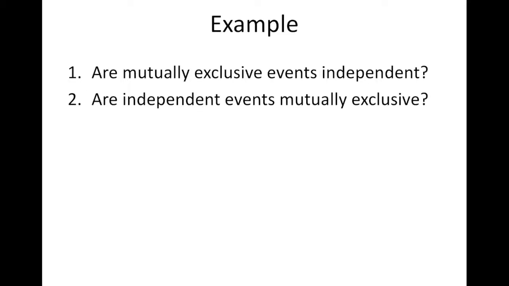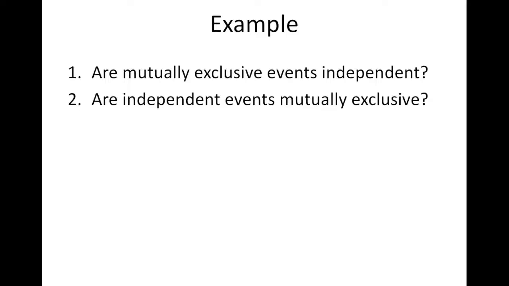So a quick example: are mutually exclusive events independent? Now these questions are good because we want to make sure we don't get confused, and it's easy to get confused between these two concepts. So if A and B are mutually exclusive, that means they cannot occur on the same run of a random experiment. So if A occurs, I know B cannot occur. Therefore, if A occurs, the probability of B occurring should be 0.